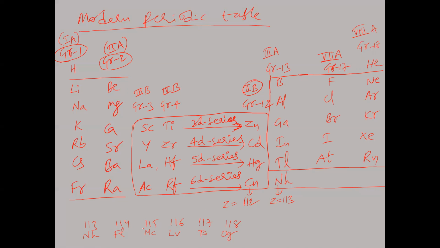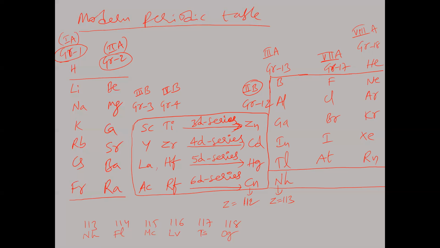So these are recently discovered elements. Okay, so nihonium, flerovium, moscovium, livermorium, tennessine, oganesson. If you write them two to three times repeatedly in the same order, 113 to 118, you will get it.